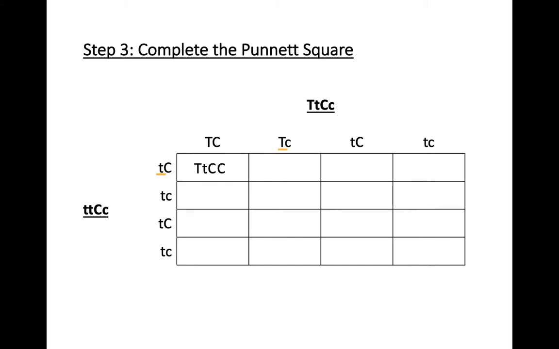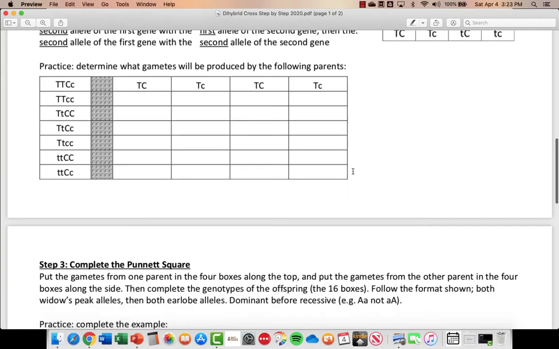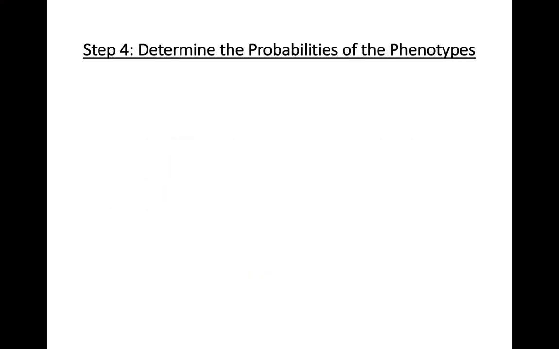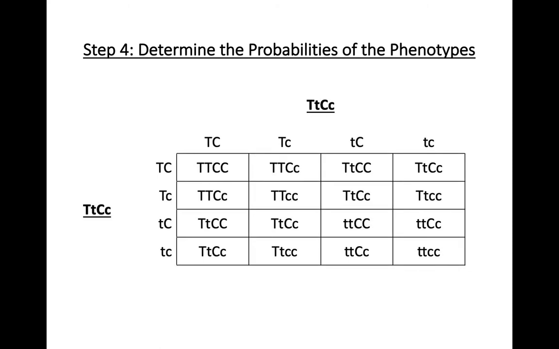How about the next one? Big T, little t, and then combine your C's there. What are you going to do? Big C, little c, right? What's this next one here? Little t, big C. See, that really is easy, right? I mean, if you need more practice, there's more of it down here. Otherwise, just move on. And finally, step 4, determine the probabilities of the phenotypes.